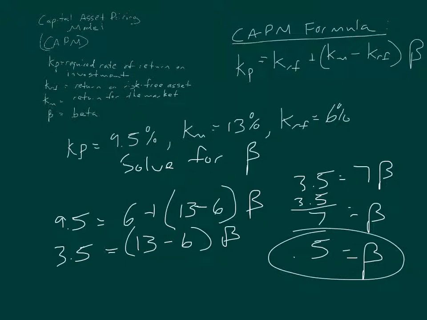Okay, so that's an example of using the capital asset pricing model to solve a particular question. You should be able to use this model to solve for, say, the market rate of return or the risk-free asset, although that would be a more difficult one. You probably wouldn't get that. But definitely to solve for beta, to solve for your required rate of return, and also to solve for potentially the market rate of return. Okay, that's the end of this lesson on the capital asset pricing model.